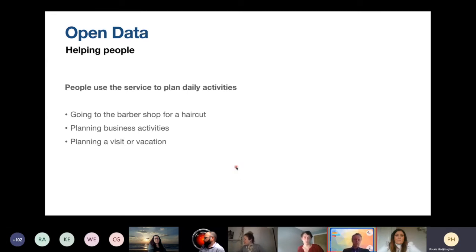It's also about helping people. We've had people tell us that they use our service to make decisions on a daily basis. So they use it to decide whether they should go to the barbershop to have a haircut, or plan their business activities, or visits or vacations.